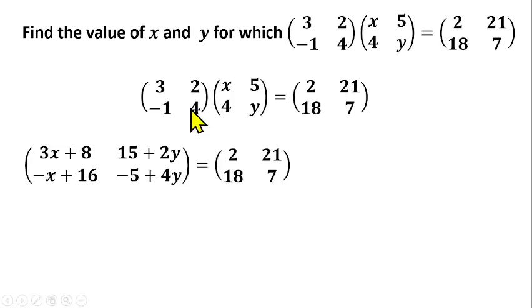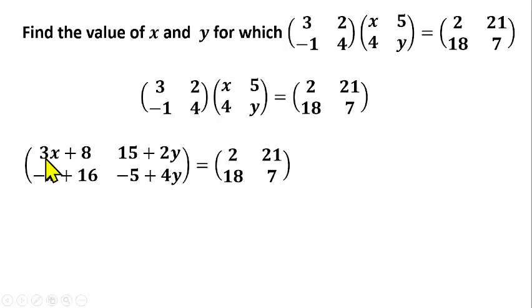Then the second row will go: minus 1 times s will give us minus s, plus 4 times 4 will give us 16. Then the second row will also multiply the second column. Here you have minus 1 times 5 giving us minus 5, plus 4 times y will give us 4y, equals to this matrix. So we can see that this is now a 2 by 2 matrix in terms of x and y. So this is 2 by 2. So the implication is that the left hand side is equal to the right hand side.